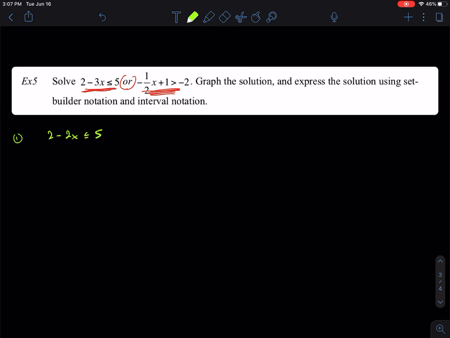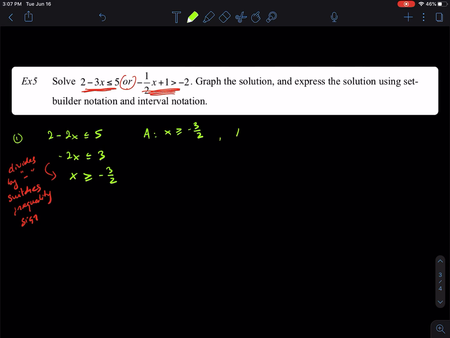Okay, so that's negative 2x less than or equal to 3. Divide by a negative, switch our inequality. Just divide by a negative, which switches the inequality sign. All right, so set A is all the numbers greater than or equal to negative 3/2.